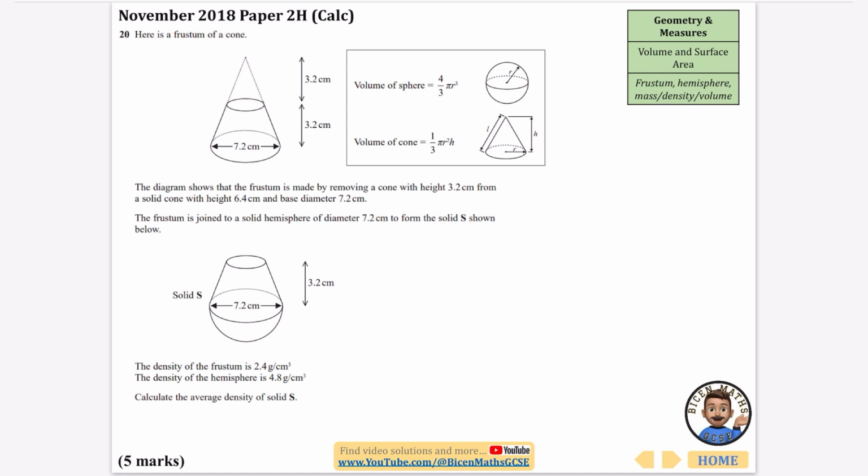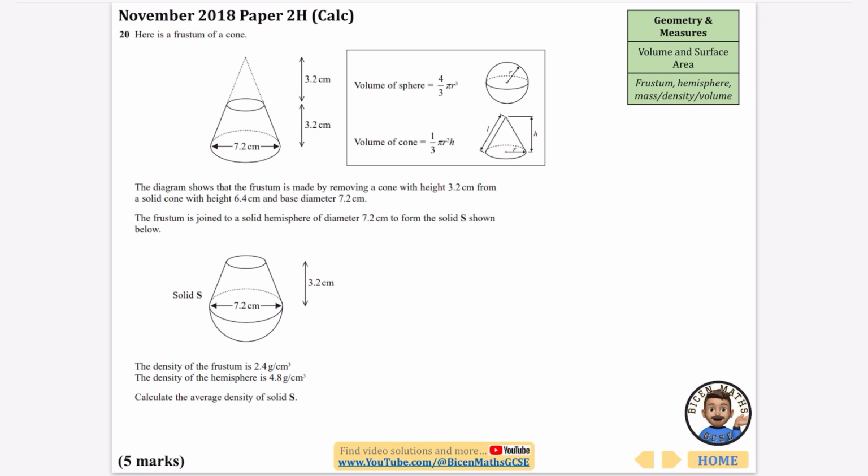The diagram shows that the frustum is made by removing a cone with height 3.2 centimetres from a solid cone with height 6.4 centimetres and base diameter 7.2 centimetres. The frustum is joined to a solid hemisphere of diameter 7.2 centimetres to form the solid S shown below. The density of the frustum is 2.4 and the density of the hemisphere is 4.8. Calculate the average density of solid S.